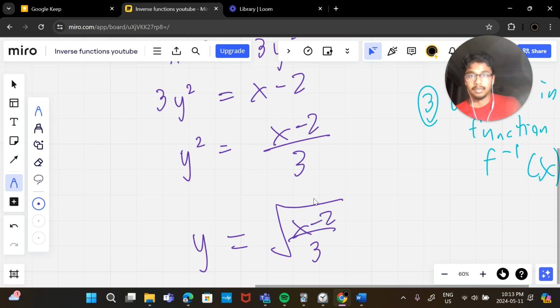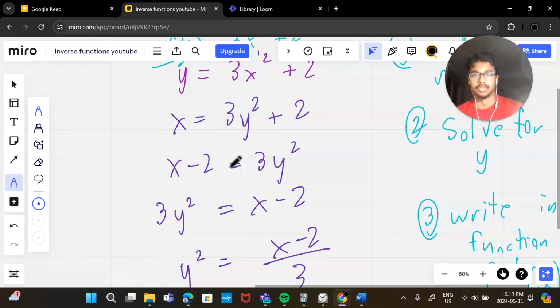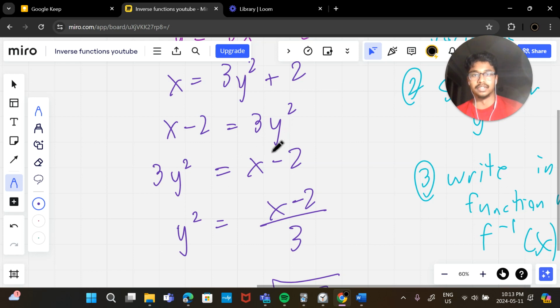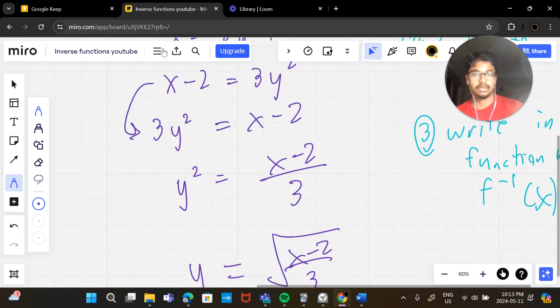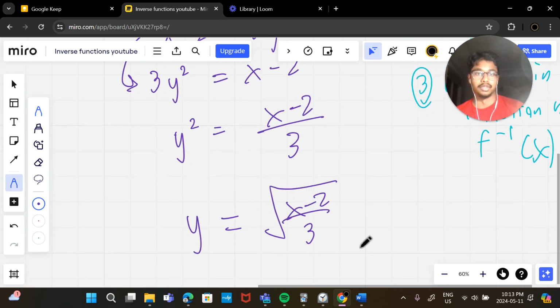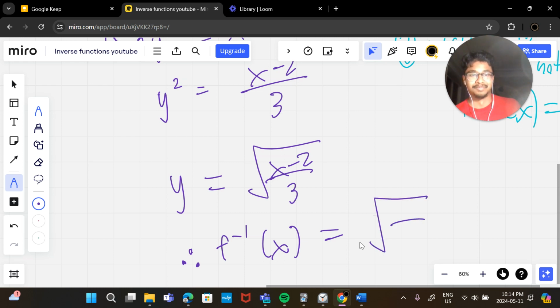Let me just verify that I did my steps correctly. I switched the x and the y variables. I brought the 2 to the other side, so that became a negative. And then I divided this whole side by 3. From here to here, I put the y on the left side and this side on the right side, just to clarify. And then divide this whole side by 3 and square root it. And that should not be our final answer because we have to switch this into function notation. So inverse function. So that's how you go about it.